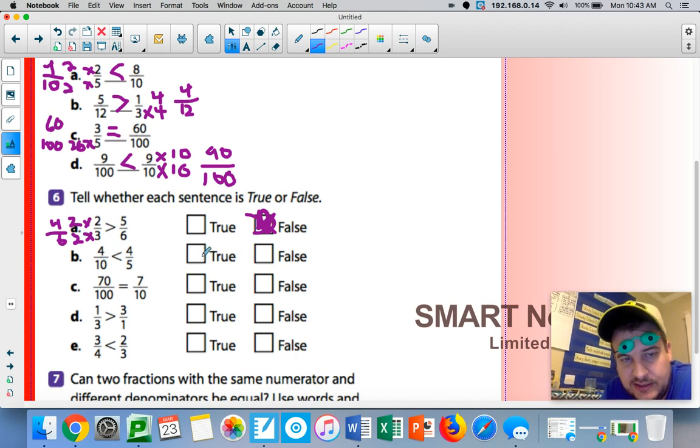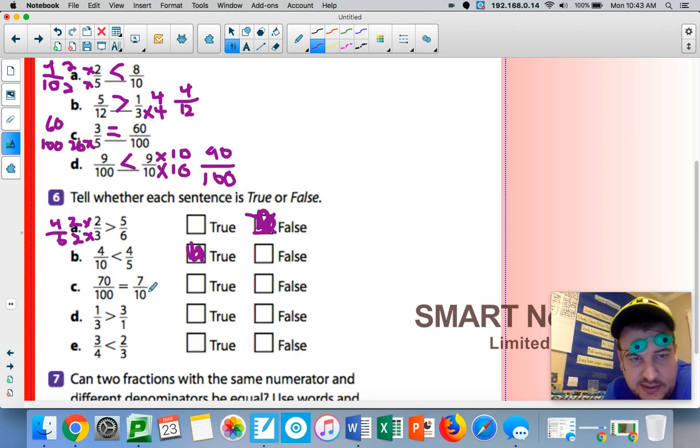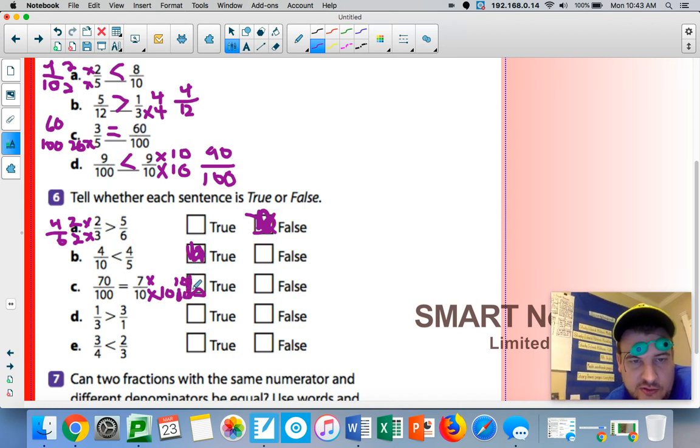When the numerator is the same, look for the smaller denominator. 5 is smaller than 10, so this is true. All right, 70 hundredths is equal to 7 tenths. I need to multiply them by 10, so I get the same denominator. If I multiply the bottom times 10, I get 100. Oh, that's bad. If I multiply the top times 10, I get 70. It's tough to write with your finger. 71 hundredths is equal to 71 hundredths. So this is true as well.